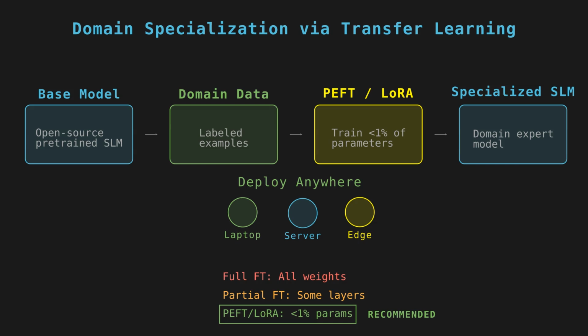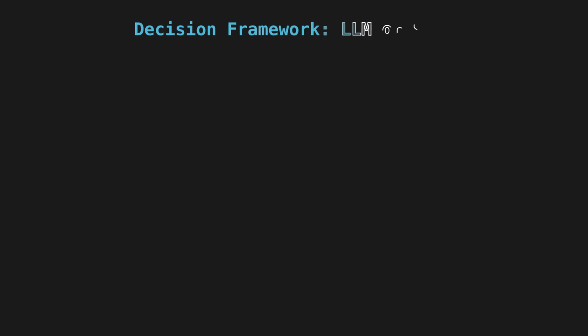Among the customization strategies, full fine-tuning is the most powerful but the most expensive. Partial fine-tuning is cheaper but requires experimentation. PEFT, especially LoRA, is the practical default: low cost, strong results, and you can swap adapters for different tasks. So when should you use which approach?